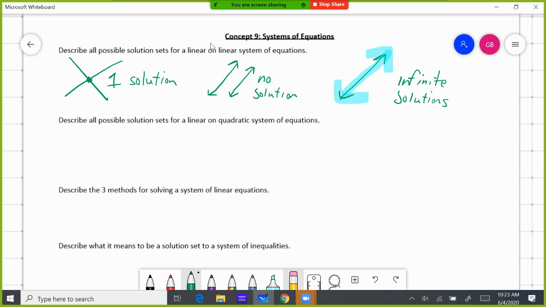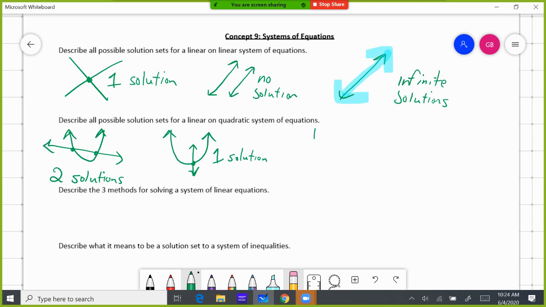Describe all possible solutions for a linear quadratic system of equations. Okay, so you could have a quadratic and a line going like this. So you could have two solutions. You could have something that looks like this that only intercepts once. That is one solution. You could also have something that looks like this where they completely miss each other. So that's going to be no solution.